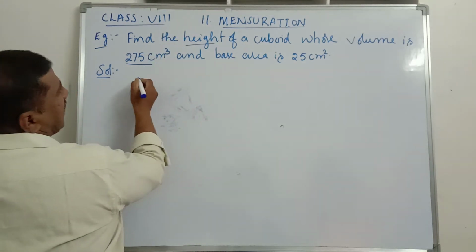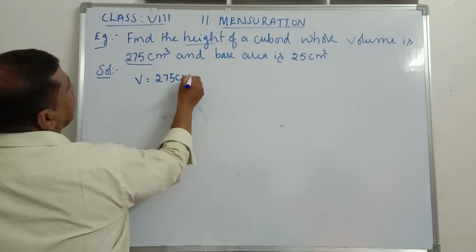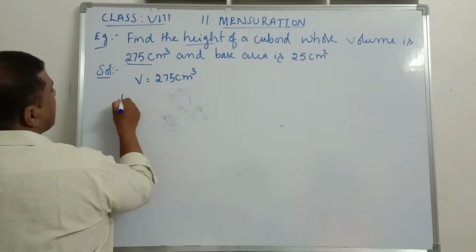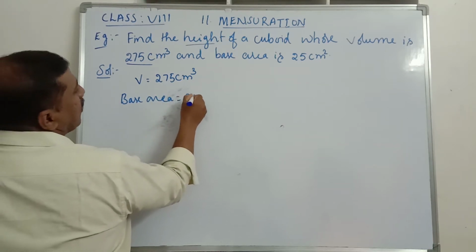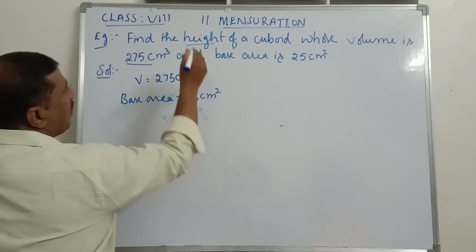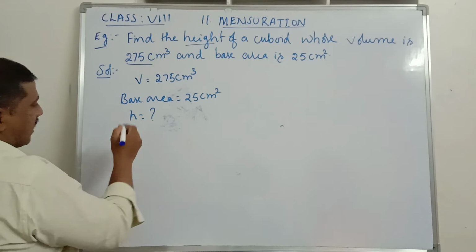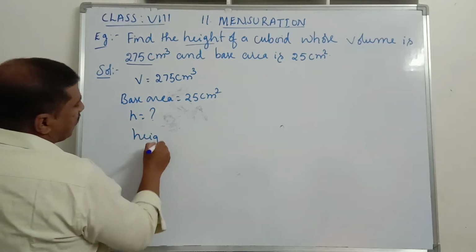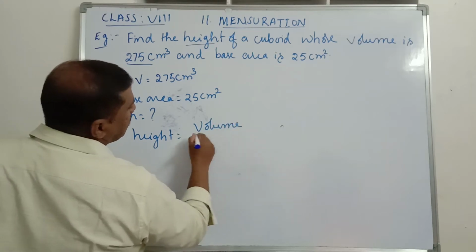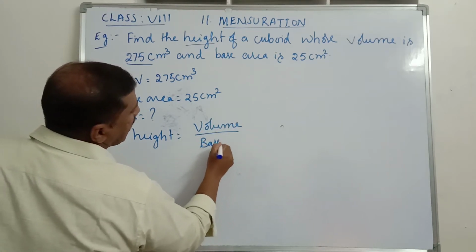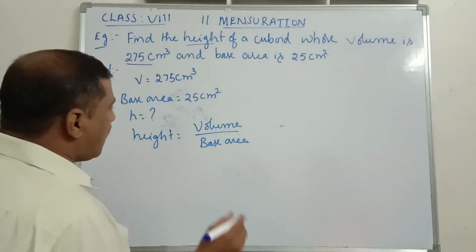So write the given data. Volume of the cuboid is equal to 275 cubic centimeters, and base area is equal to 25 square centimeters. What did they ask you to find? The height of the cuboid. So what is the height of the cuboid? Height of the cuboid is equal to volume of the cuboid divided by base area of the cuboid.